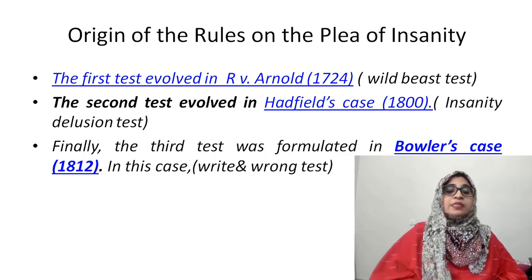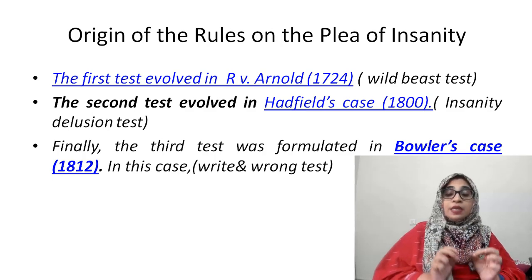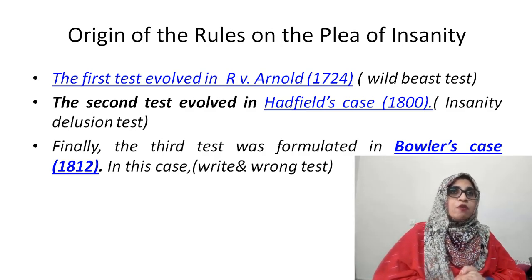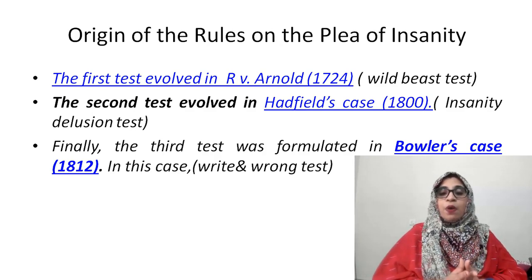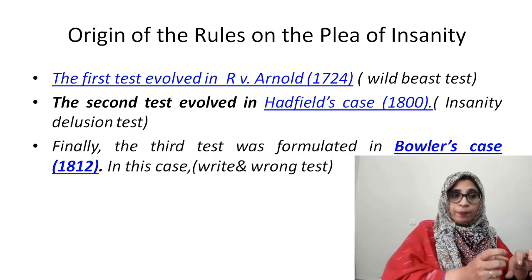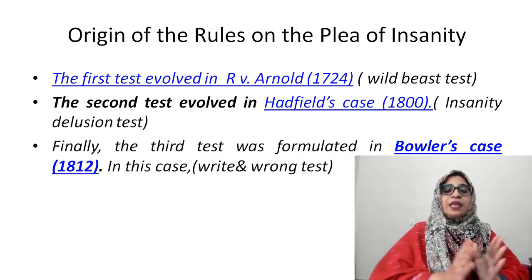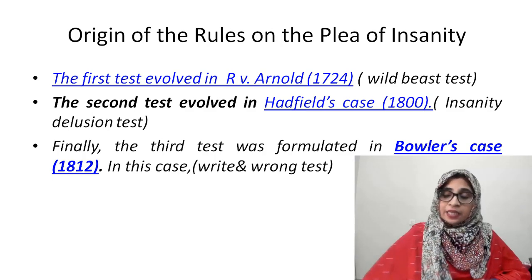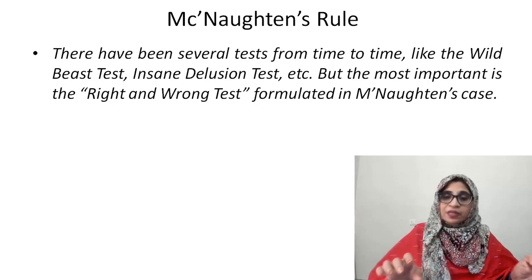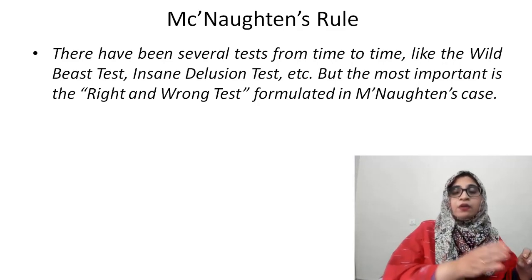The next case relates to the third test, Bowler's case. In this case, they spoke about one of the tests, the right and wrong test, but did not discuss it clearly, whether the accused knows what he is doing and whether the act is right or not. This was not clearly described in this case, but in the next case, McNaughton's case, they clearly decided whether the person knows that the action is right or wrong.